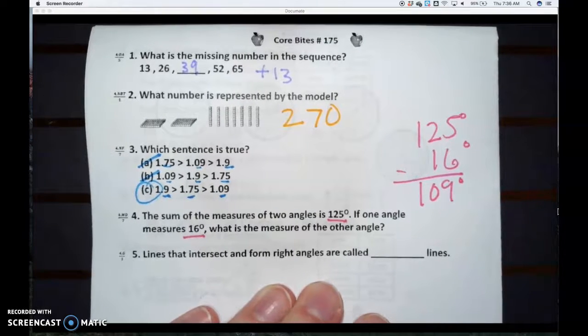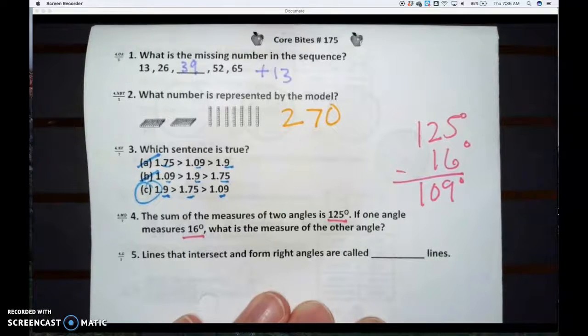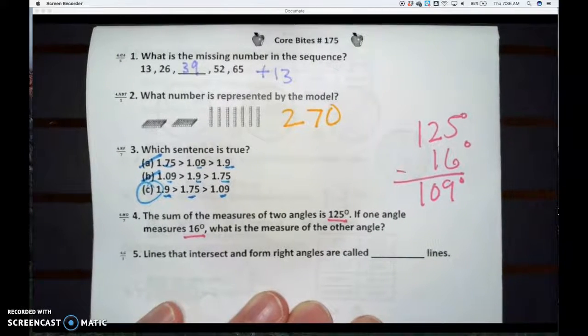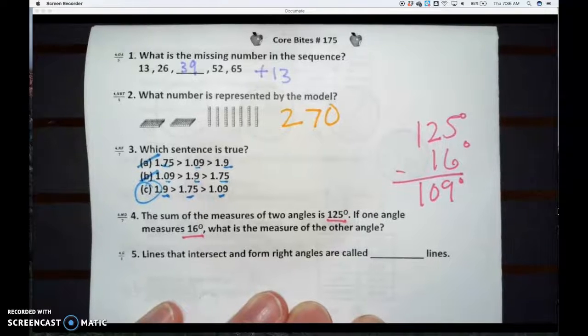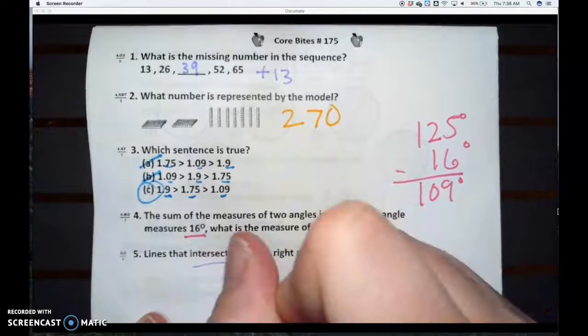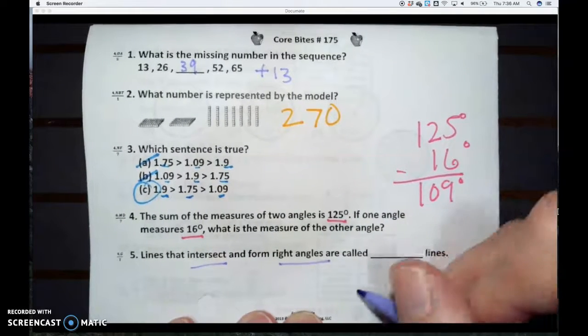And then for the last one, it says the lines that intersect and form right angles are called blank lines. So if they're intersecting lines and they also form right angles, that means they are perpendicular.